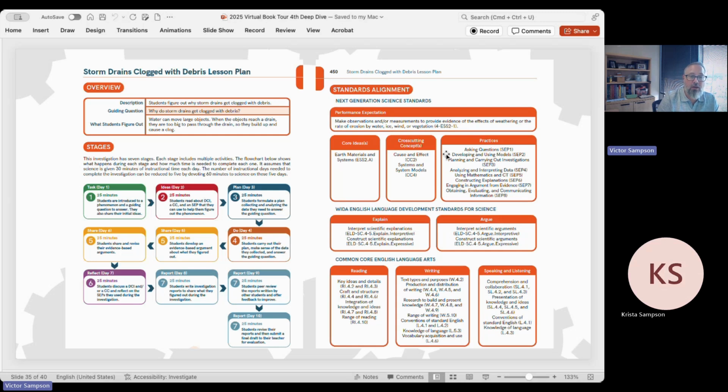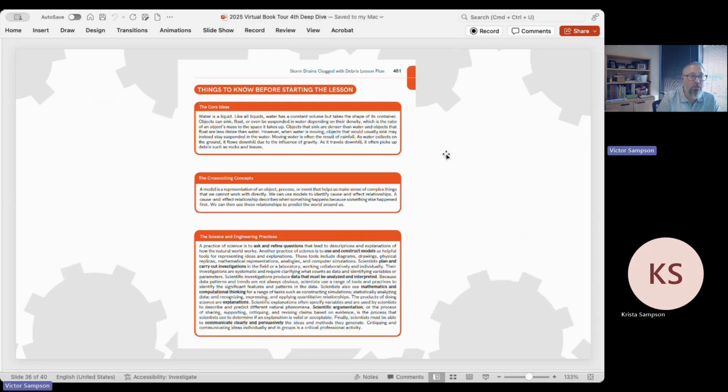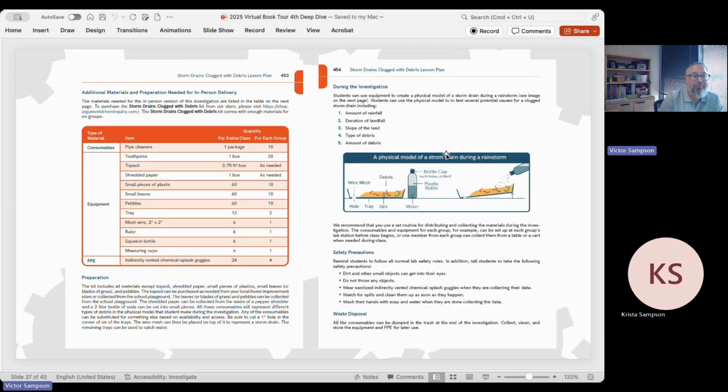We have all the standards laid out, not only science, but also English language arts and language development standards. We include a section that talks about the core ideas and the cross-cutting concepts and the science and engineering practices. These are all the things you'll be discussing in the reflection, so it's nice to have that there. We also include a detailed materials list and drawings about how you can set up everything, possible things that the students can test. Once again, with the materials list, you can source these yourself, or you can get a kit from our store that comes with everything you need for an entire class, which makes it really easy.